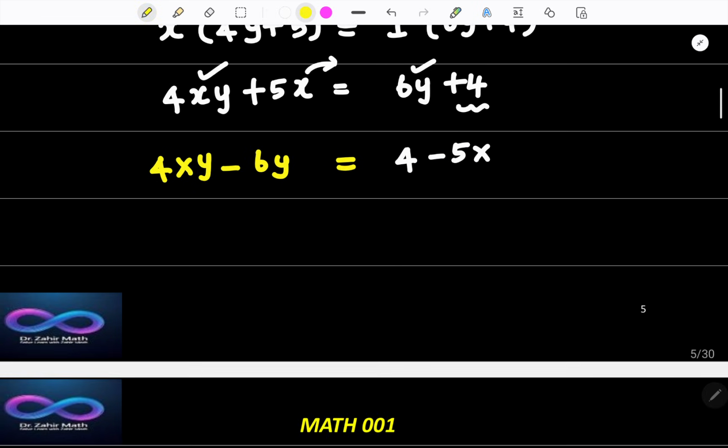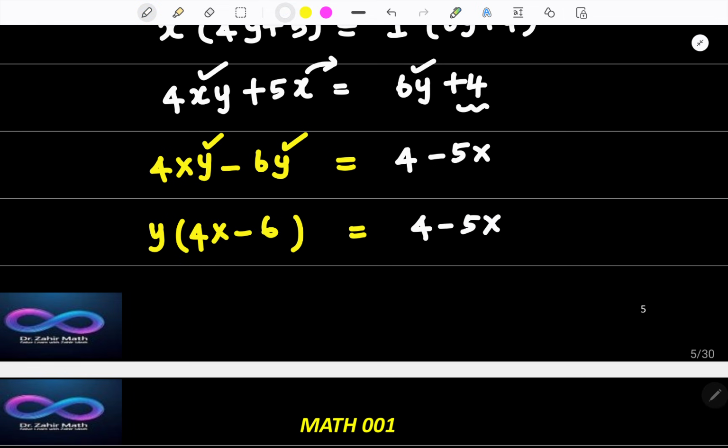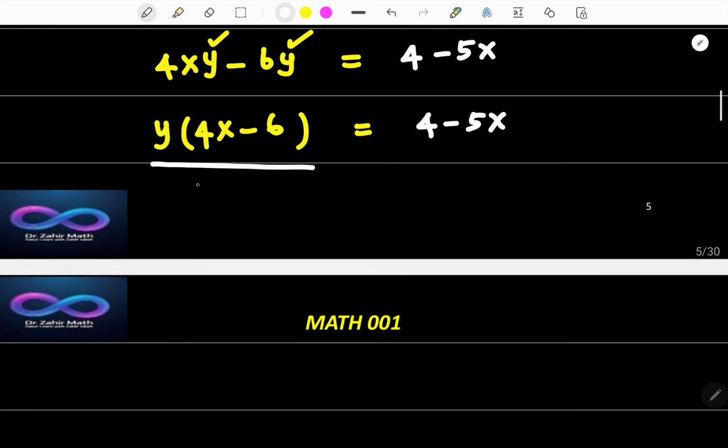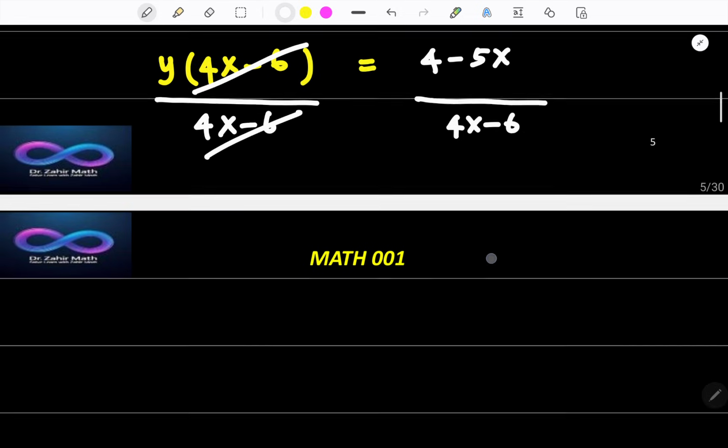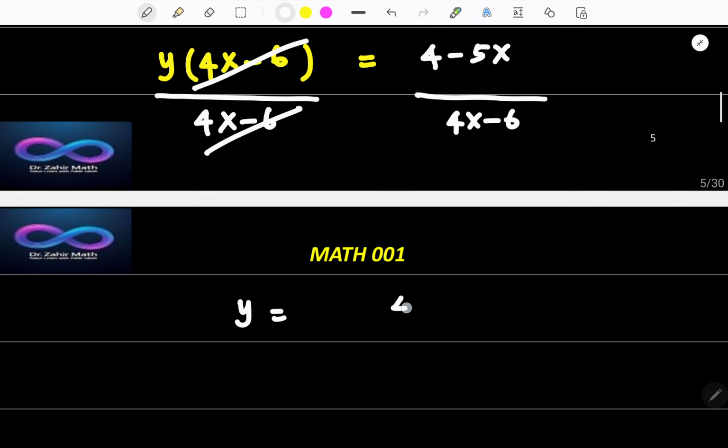Right. What I'm going to do, I'm going to solve for y. So I'm taking the common term. When I take y, this will go out. What remains? 4x minus 6 is equal to 4 minus 5x. Now I'm going to divide by 4x minus 6. Cancel, cancel. So y is equal to 4 minus 5x divided by 4x minus 6.